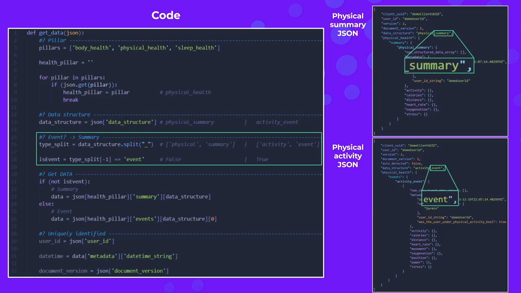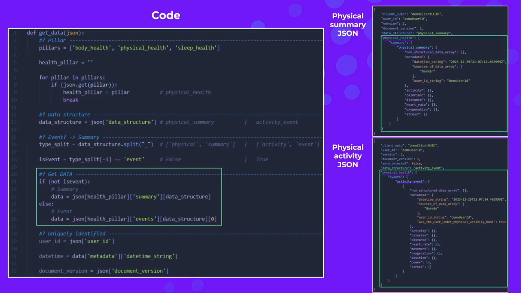3. Identify whether it's an event or a summary by checking if the data structure ends in event or summary. 4. Get the data from the JSON. If it's a summary, the next key is summary. For example, JSON, health pillar, summary, data structure. If it's an event, the next key is events. For example, JSON, health pillar, events, data structure.